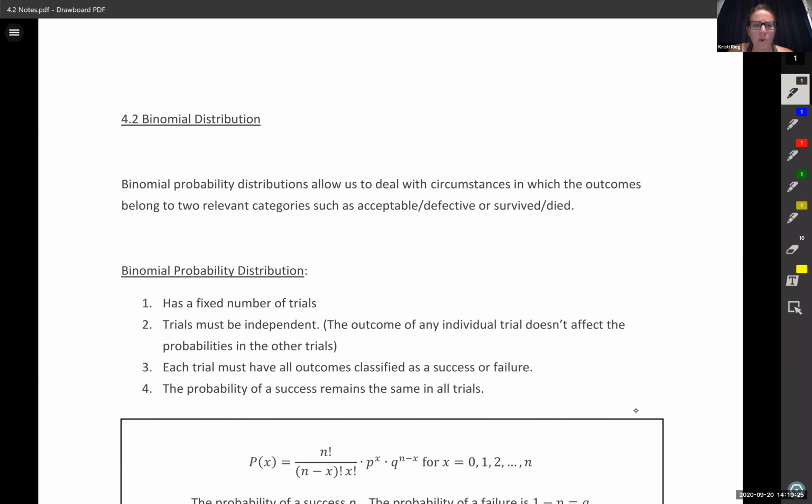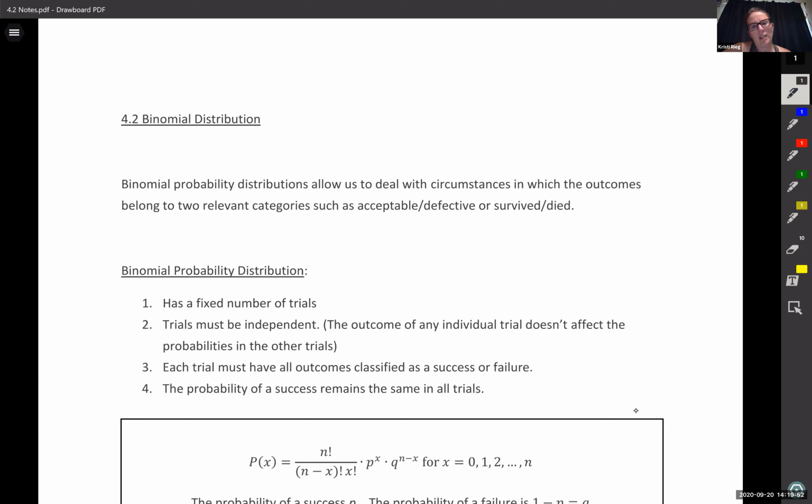Okay, so binomial probability distributions allow us to deal with circumstances when the outcomes belong to two categories, like acceptable and defective, or survived and died, or heads and tails, or up and down. I don't know what that would be for, but you know, two choices. Flipping a coin, heads or tails. There's no other choice.